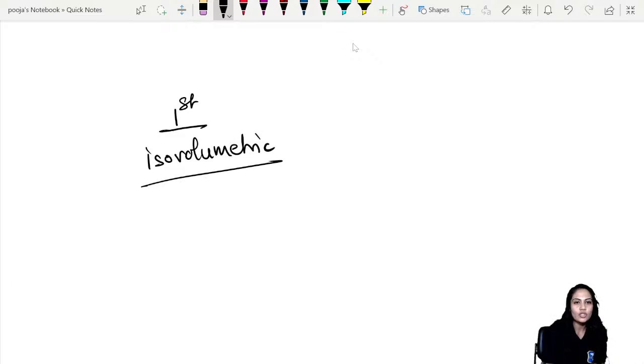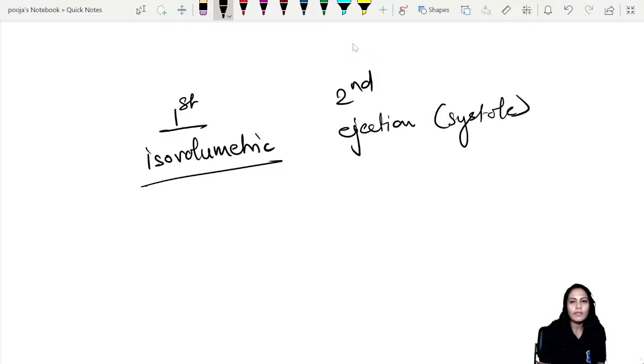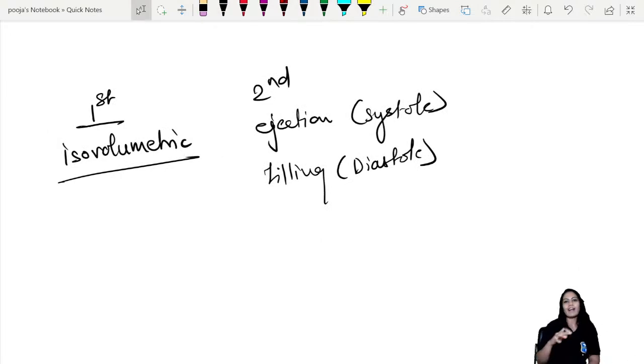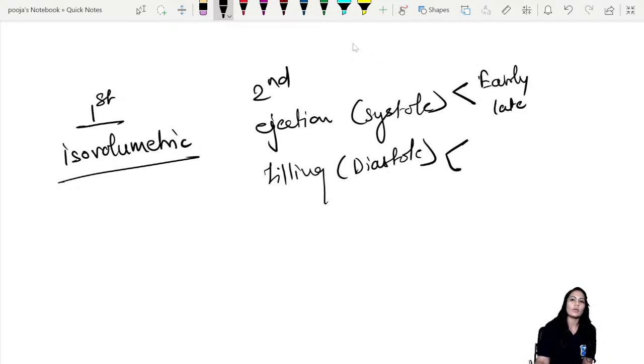that means pressure change, and the second will be either the ejection in the systole or the filling in the diastole, right? That's how we can sum up everything, right? So we can divide that into two phases or three phases. Ejection and filling are divided into either early and late, and over here also it is early and late, right?